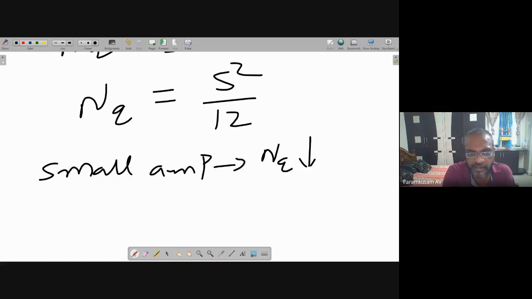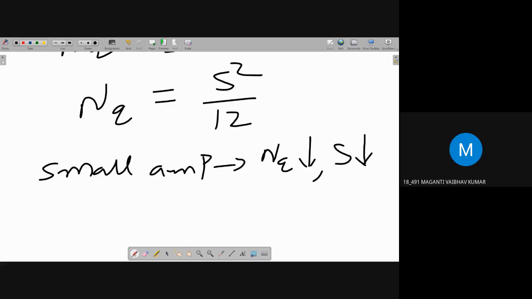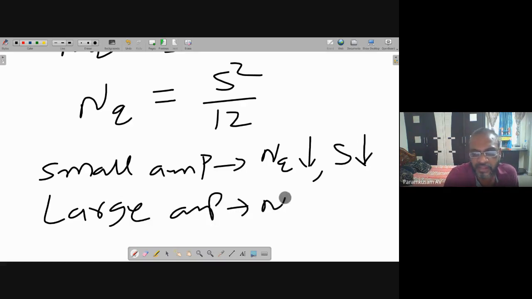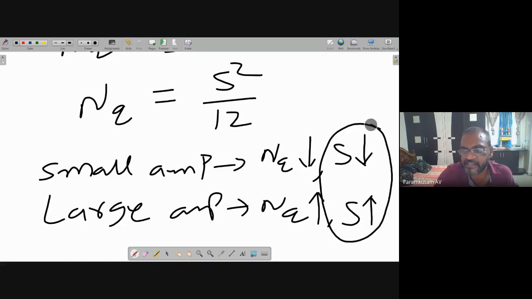NQ less ఉండాలంటే, బట్ NQ is equal to S²/12 కదా? S వాల్యూ ఎంత ఉండాలి? తక్కువ ఉండాలి ఎక్కువ ఉండాలా? Should be less. For large amplitudes, NQ value ఎంత ఉండాలి? మోర్ ఉండాలి. NQ value మోర్ ఉండాలంటే స్టెప్ సైజ్ ఎంత ఉండాలి? మోర్ ఉండాలి. సో హియర్ స్టెప్ సైజ్ ఈస్ నాట్ ఫిక్స్డ్.